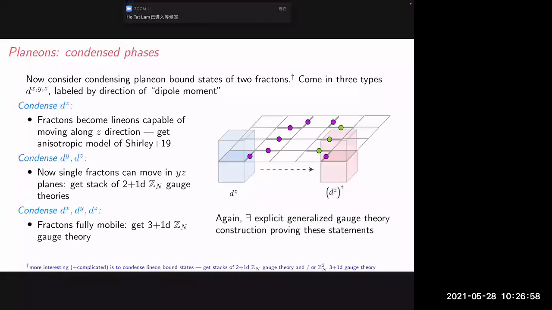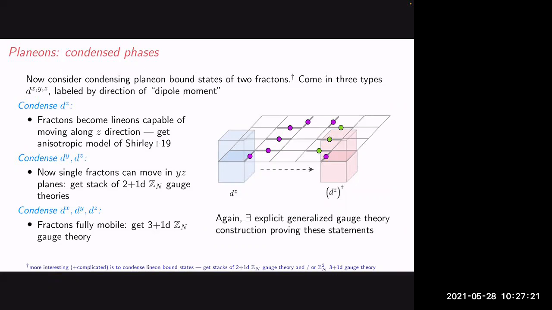And again, what exactly happens depends on how many of these objects you want to condense. So let's just condense these z direction dipoles at first. Now, consider condensing these z dipoles.